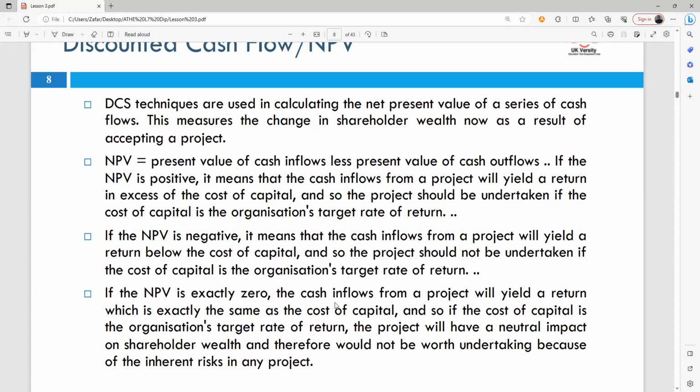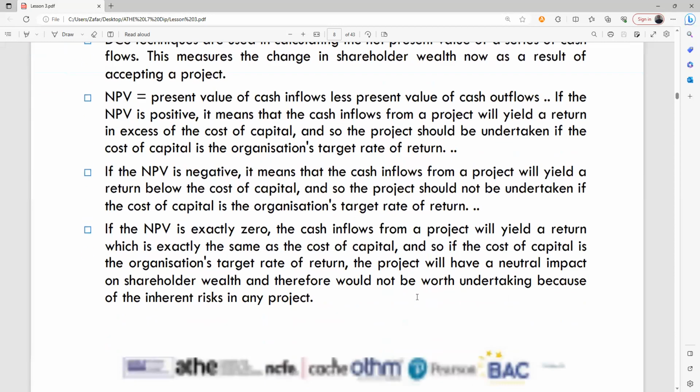So if the figure is positive, we take it. If the figure is negative, we leave it. If the figure is 0, we are neutral. We don't have to take it and we don't have to leave it. It depends on your own decision.